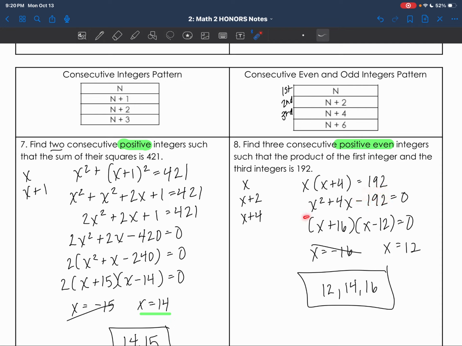And now go ahead and factor, and you'll get x plus 16 and x minus 12 equals 0. Set this equal to 0, that equal to 0. You're going to get x equals negative 16. Well, it says positive, so we can't do that one. So we're going to take 12, and we know the numbers would be 12, 14, 16.